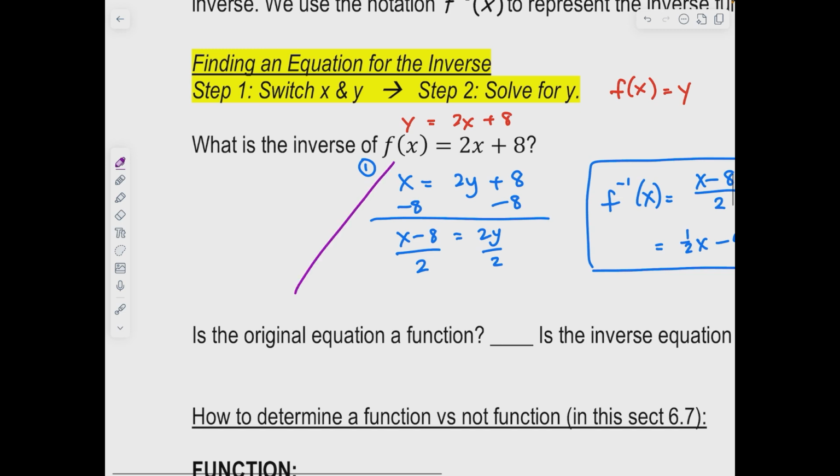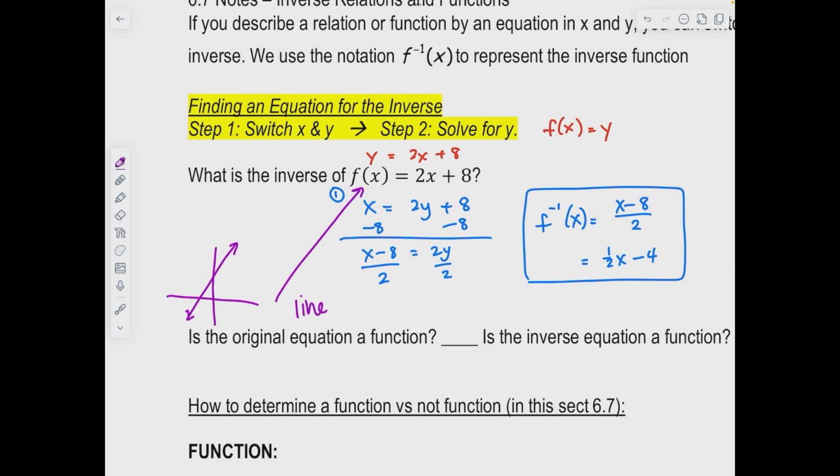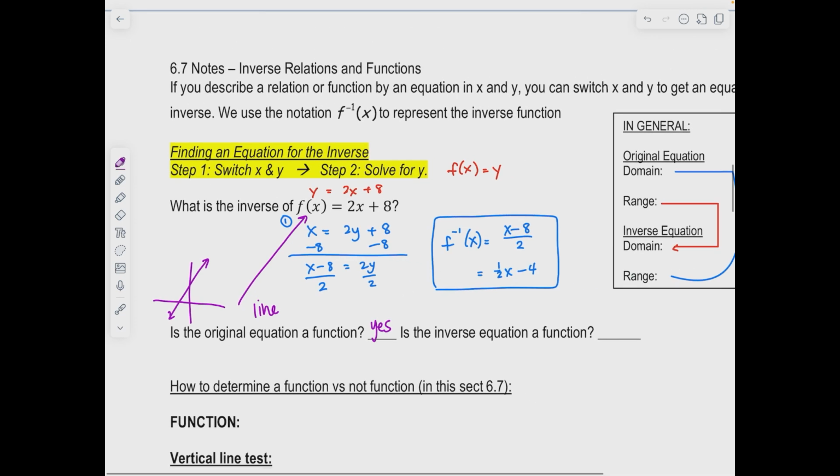Okay, so first question, is the original equation a function? Well, the original equation is a line, and it has a slope of 2 and a y-intercept of 8. So it's going to be a really steep line. Notice that it goes left forever, it goes right forever. It doesn't have any red flags, meaning zero denominators or negative radicals. So is the original equation a function? Yes.